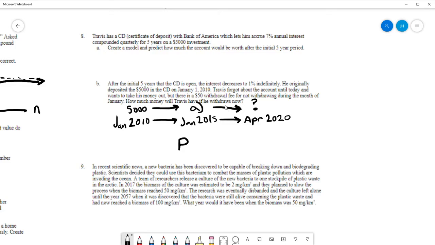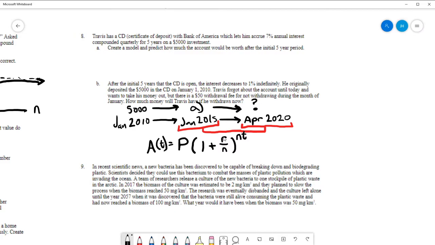Then we need to create a model for January 2015 until April of 2020. So we need to create a model that spans this time period. So we have P times what? Our compound interest formula tells us we have 1 plus the rate over the number of times compounded per year, to the power of n times t, and that is equal to the amount that you are worth at time t, right? The principal we'll leave open because that's the answer to part A.